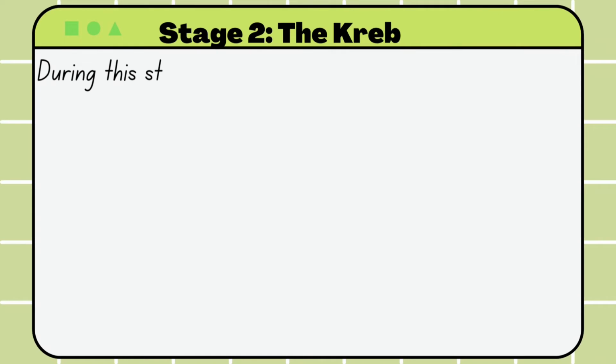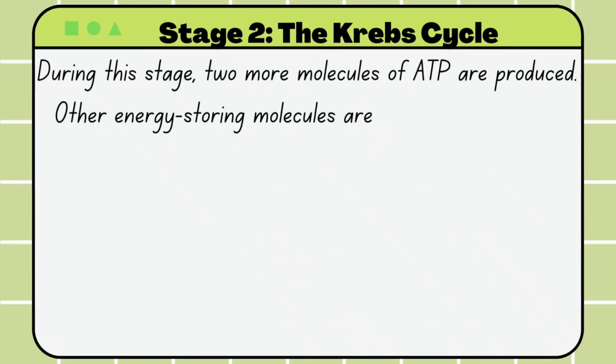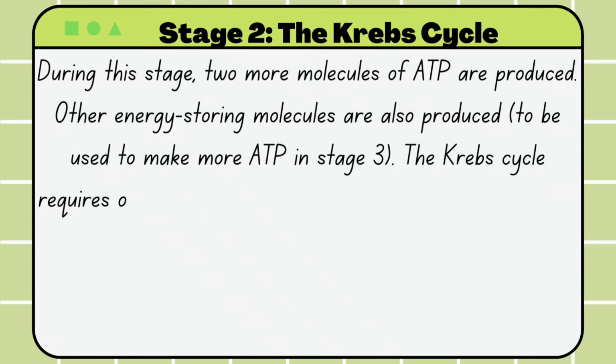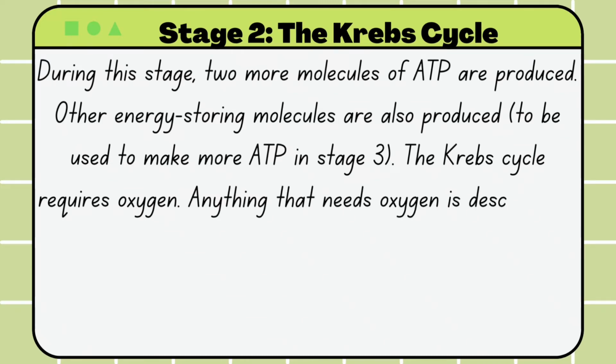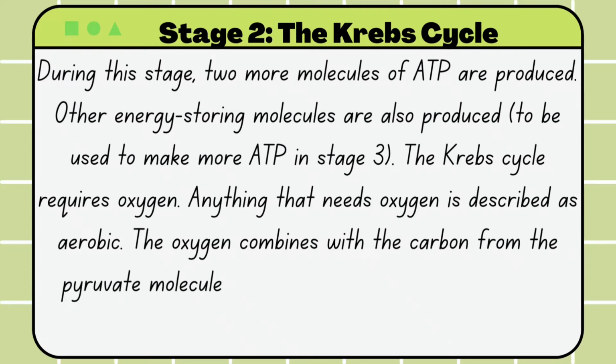Stage 2, the Krebs cycle. During this stage, two more molecules of ATP are produced. Other energy storing molecules are also produced to be used to make more ATP in stage 3. The Krebs cycle requires oxygen. Anything that needs oxygen is described as aerobic. The oxygen combines with carbon from the pyruvate molecules. This forms carbon dioxide, a waste product.